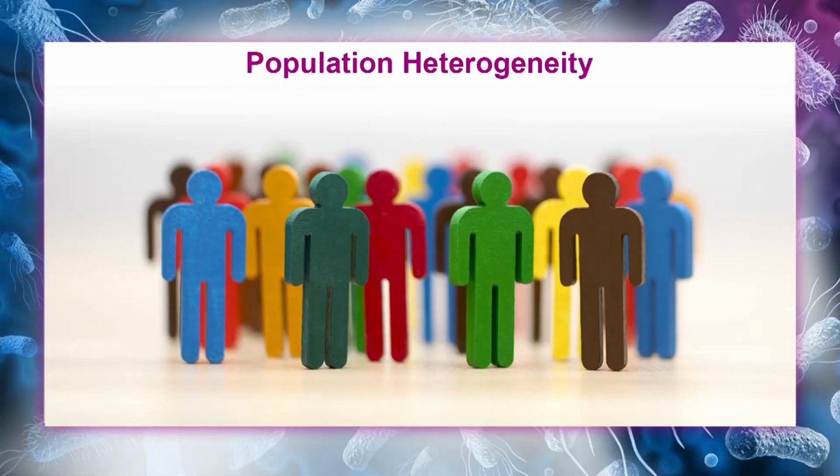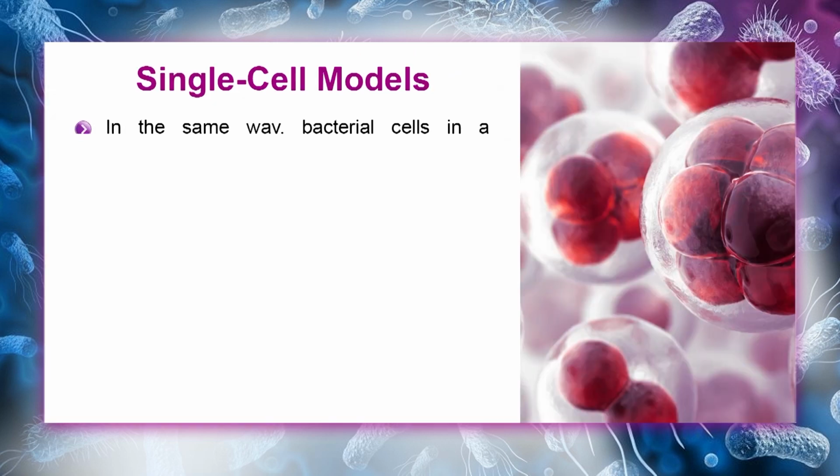Now, I will talk about research and advancement in the field of bacterial growth kinetics. I will also discuss the futuristic research in this field. Population heterogeneity. In single cell models, imagine a big group of friends walking together. Each friend might walk at a slightly different speed and some might even take short breaks while others keep walking. In the same way, bacterial cells in a population do not all behave the same.